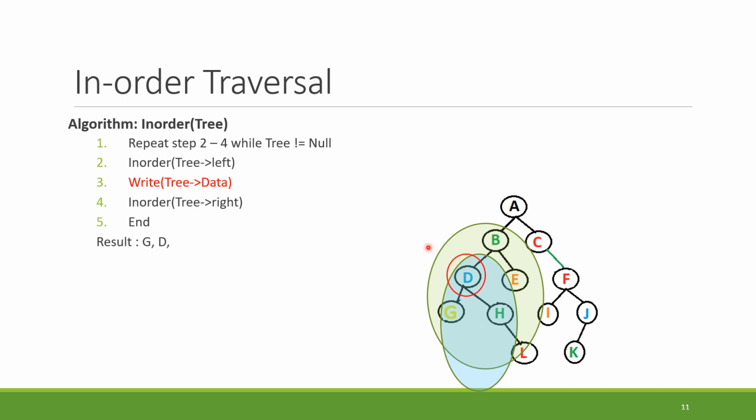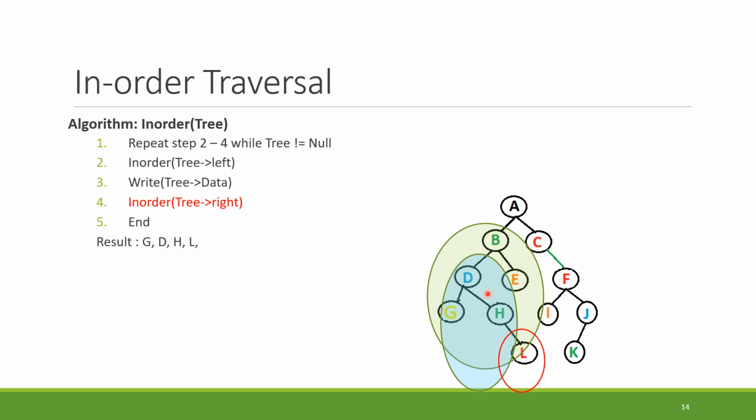So D is the root node. After visiting the root node, go for the right subtree. So in this right subtree, again you have to go for in-order traversal, which means left, root and right. So there is no left, so you have to write the root, which is H. Then go for the right node, which is L.